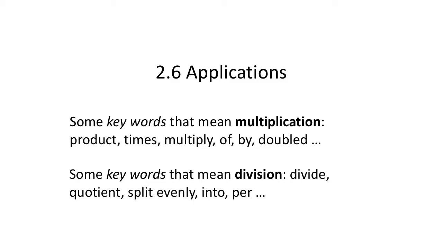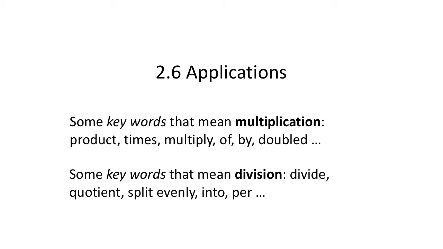But 2.6 applications, again, applications just means that we're looking at word problems specifically. So some keywords for multiplication, we're looking at product. Of course, that would be the result of a multiplication problem. Times is also multiplication. Multiply, of course, that's a derivative of multiplication. But of, by, and doubled, yeah, a doubled is specifically multiplication by 2. Triple is multiplication by 3. And then, I guess quadrupled, if we saw that, would be multiplication by 4.